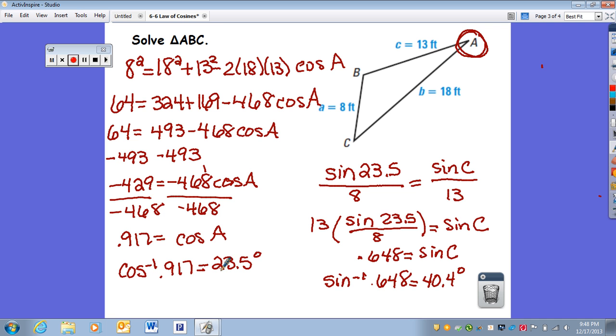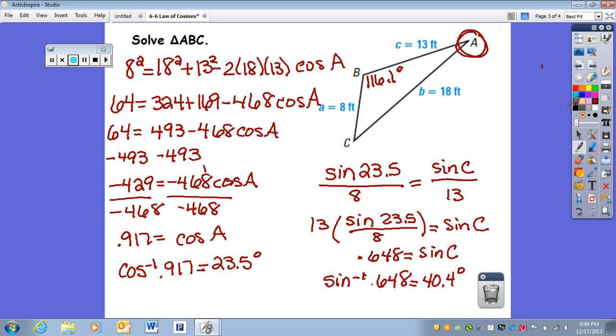Now we have the degree measurement for angle A and for angle C. And if I add those two together and then subtract that from 180, we have angle B having a measurement of 116.1 degrees approximately with our rounding.